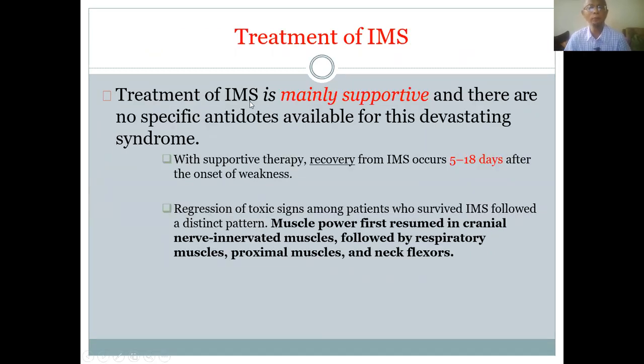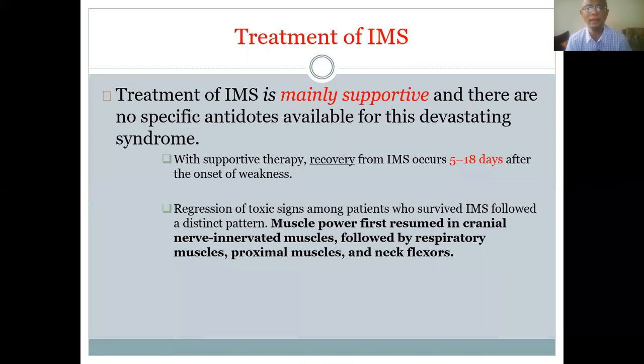Now, what about the treatment? Main treatment is supportive, and there is no specific antidote available for this devastating syndrome. With supportive therapy, recovery from intermediate syndrome can occur 5 to 18 days after the onset of weakness.